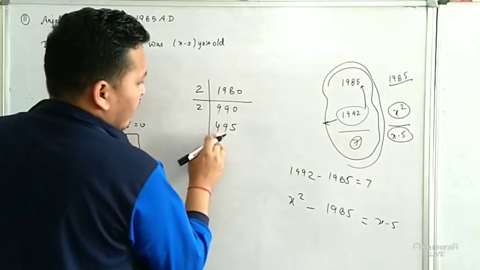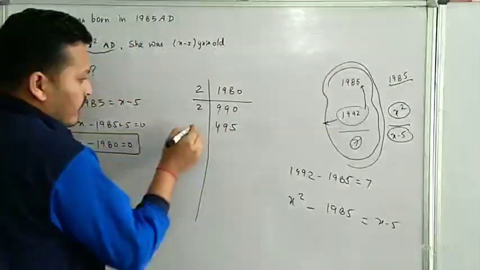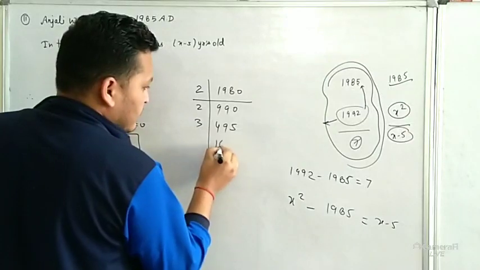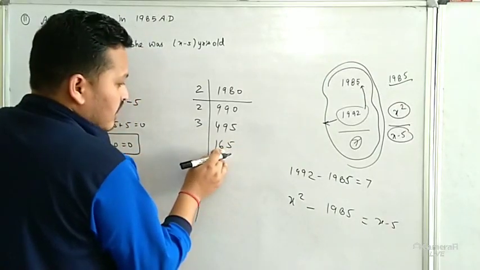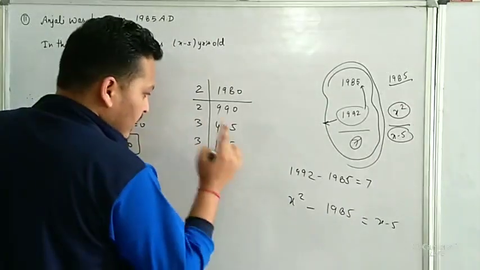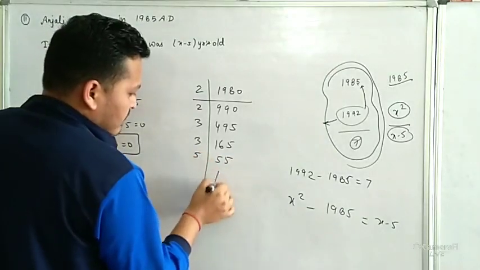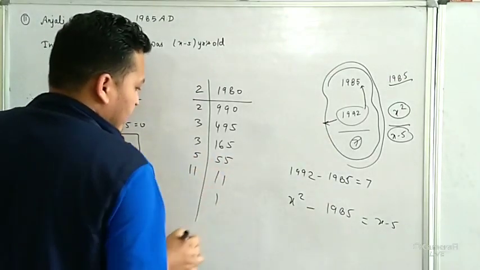Again 9 or 5 is 14 and 4 is 18, 3 sixes are 18, 3 fives are 15, 6 and 5 is 11. Again 3, so 3 fives are 15, 1 and 5. Again 5 or 5 is 10, it means 5, so 5 ones are 5, and 11 ones are 11.